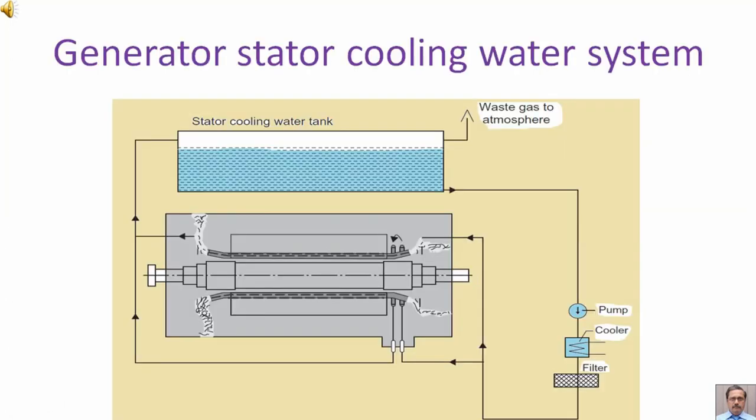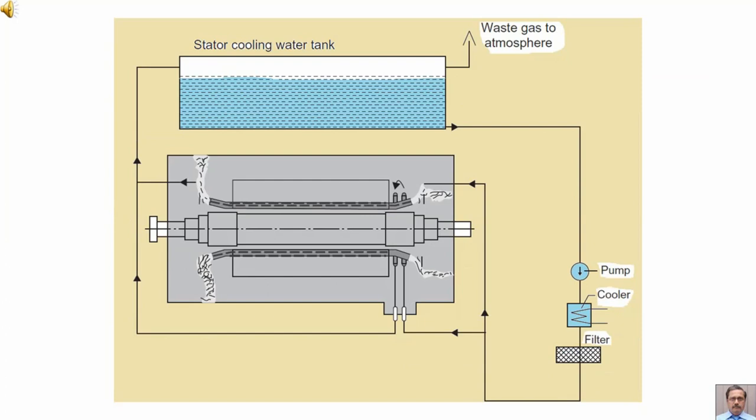This diagram shows generator stator cooling water system. The same diagram but little bigger in size. In this diagram we can see stator cooling water tank. This is the passage for waste gas to atmosphere.